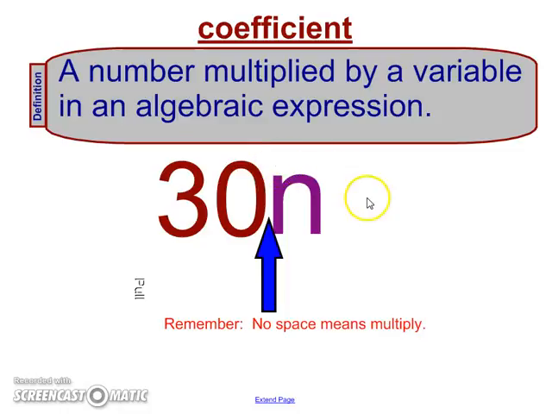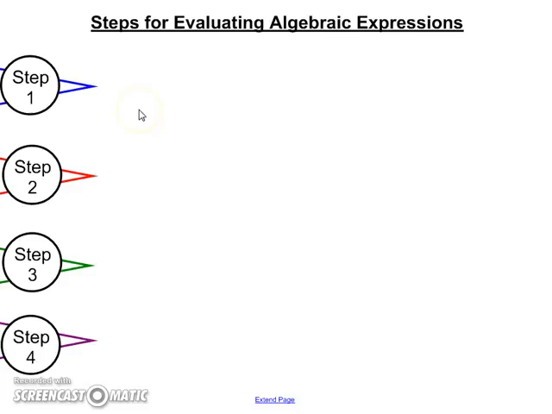Now understand, 30 actually could be in the back as well. This could be n30, although typically mathematicians will put the coefficient in the front. It's sort of convention.